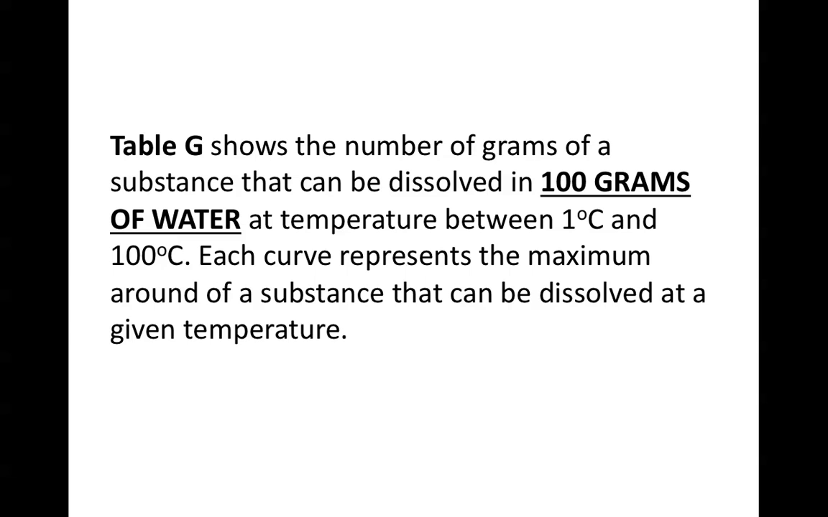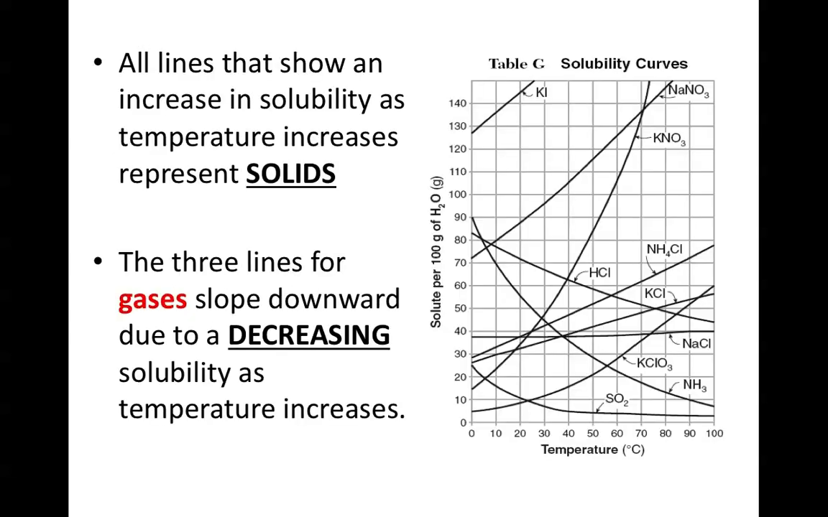And you'll see that the temperature ranges from 1 degree Celsius to 100 degrees Celsius. Each curve represents the maximum amount of substance that can be dissolved at a given temperature. Basically, the amount that allows the solution to be saturated. So all lines that show an increase in solubility, which is every single line but 3 of them, shows this increase in solubility as temperature increases, those represent all solids.